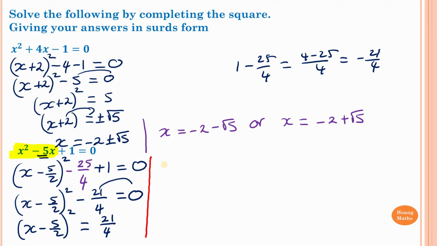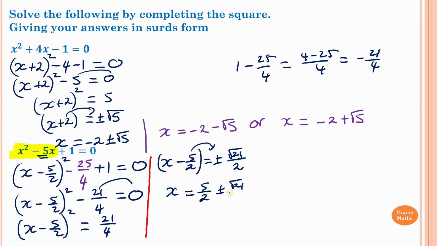So now if I square root both sides, x minus 5 over 2 is equal to the square root. Every time you square root, you have a plus or a minus. Square root of 21 over 4, I can simplify: the square root of 4 is equal to 2. Then I move the negative 5 over 2 to this side. So therefore x is equal to 5 over 2 plus or minus the square root of 21 over 2. So this is the same as 5 plus or minus the square root of 21, all over 2.